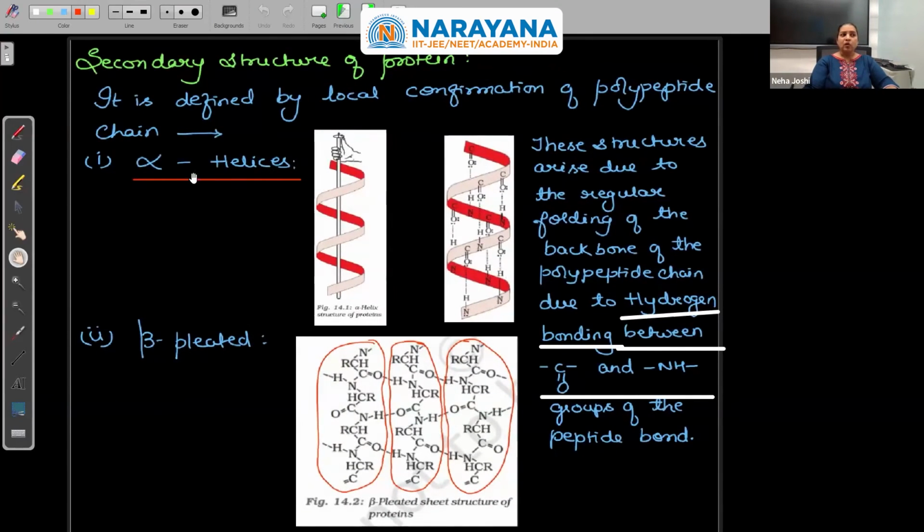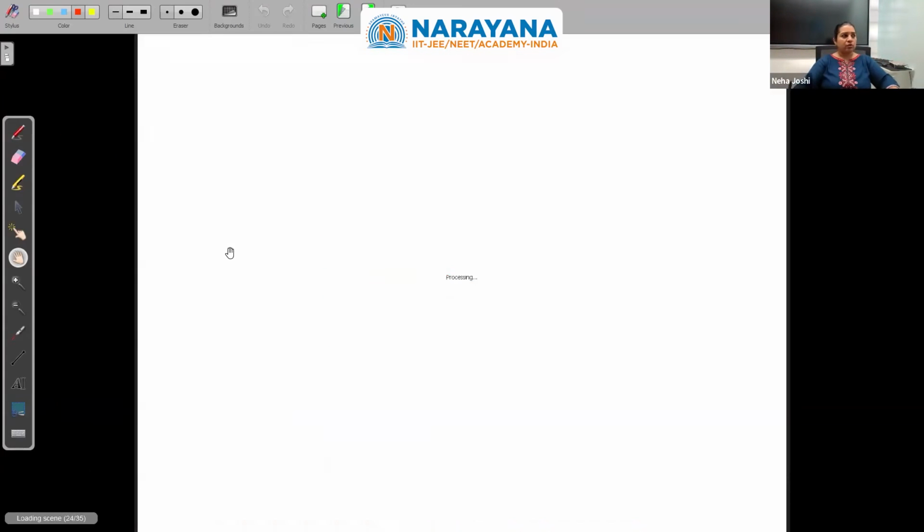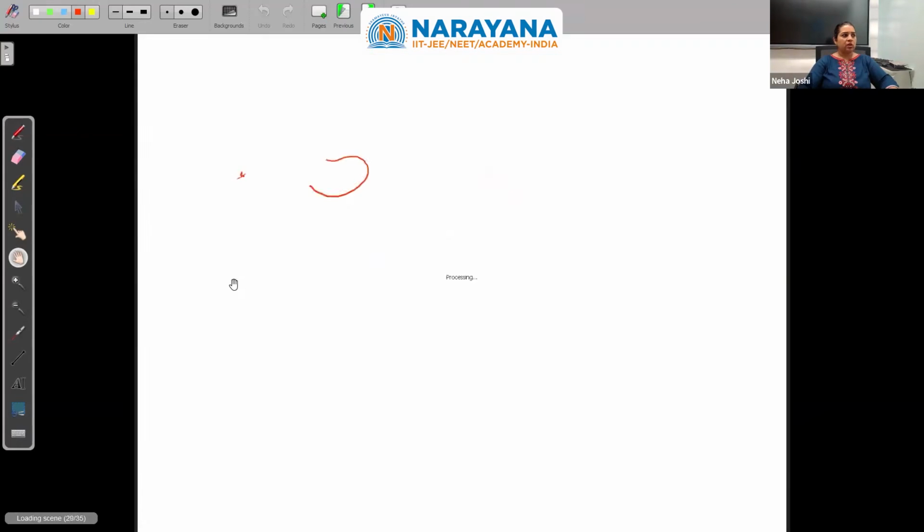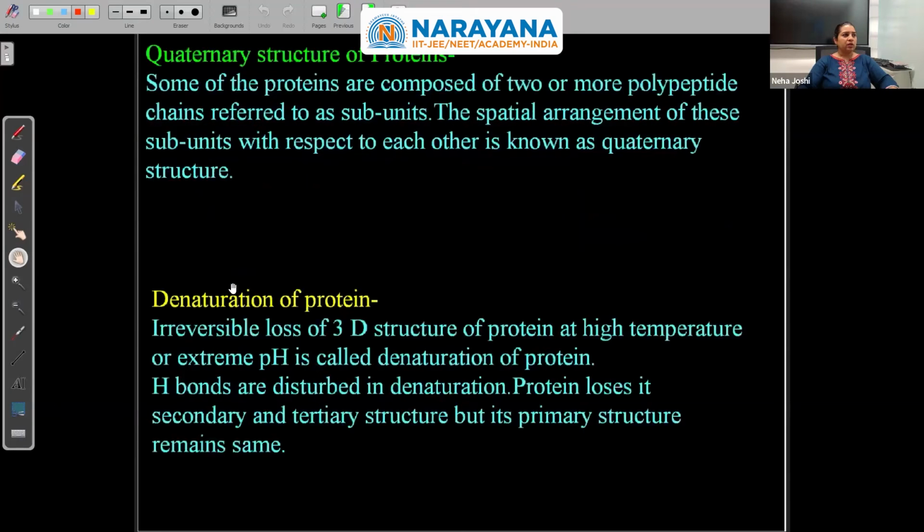Secondary structure of protein. It is defined by the local conformation of a polypeptide. Once we saw that this way it can form big molecules. Just wait, I want to check. Okay, let me add one more point here.